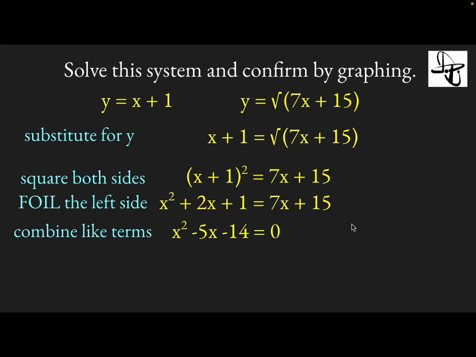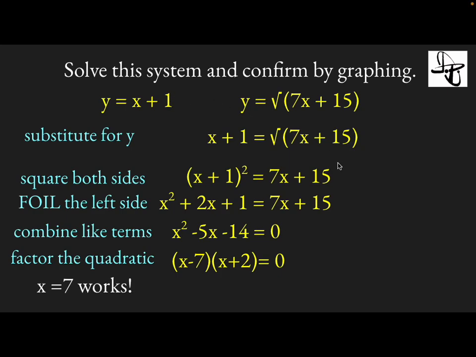Well, that quadratic can be factored. I need two numbers that multiply together to give negative 14, but add together to give negative 5, and that's going to be negative 7 and positive 2. So that's been factored. This equation would give you answers of, say, x is either equal to 7 or x is negative 2. But you need to check those by plugging into the original equations.